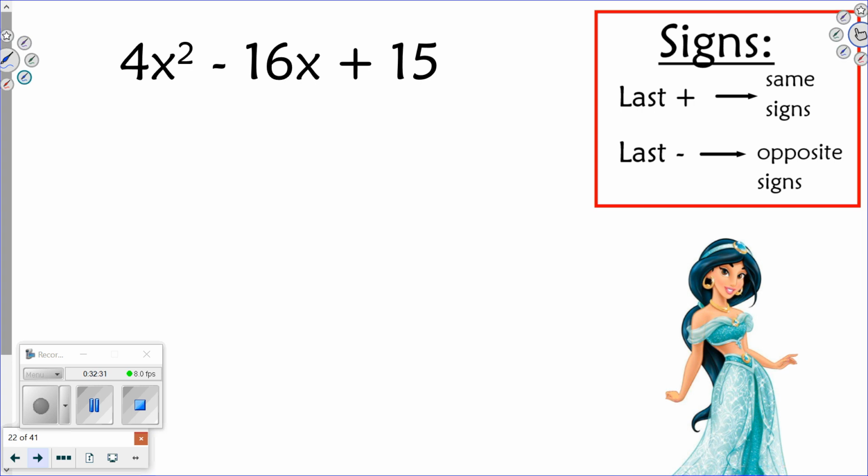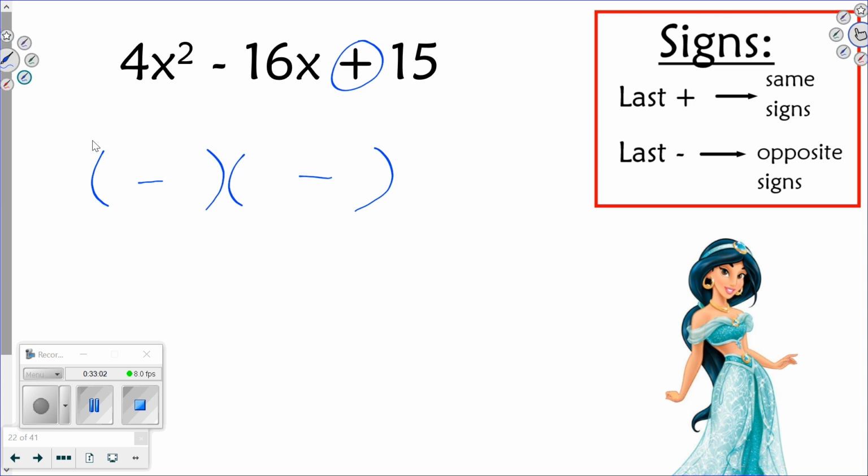4x squared minus 16x plus 15. All right. So no GCF in my problem. Setting up parentheses. Last one's positive. How do you multiply to get a positive number? Negative times a negative, or in this case, I want the negatives, right? If I would put 2 pluses in here, there's no way I'd end up with a negative number in the middle, right? So either 2 plus or 2 minus, it's going to be the minuses.